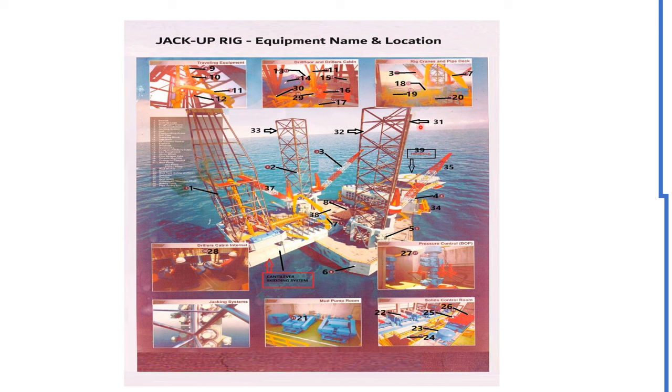And 31. As I said, there are three legs in this jack-up rig, and all the legs have their specific names. The 31, the front leg, is called either the forward or the bow leg. 32, this leg is called the starboard leg. 33, this leg is called the port leg.